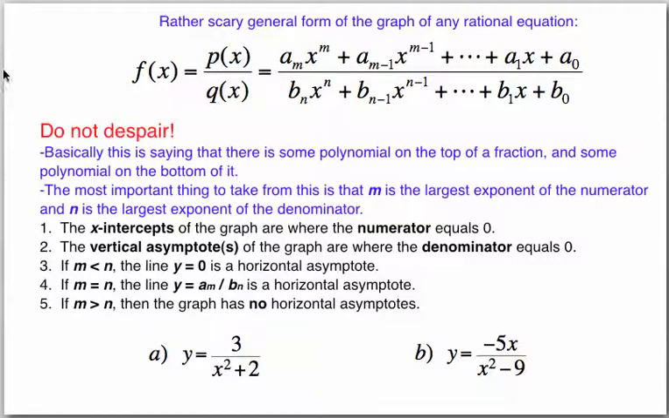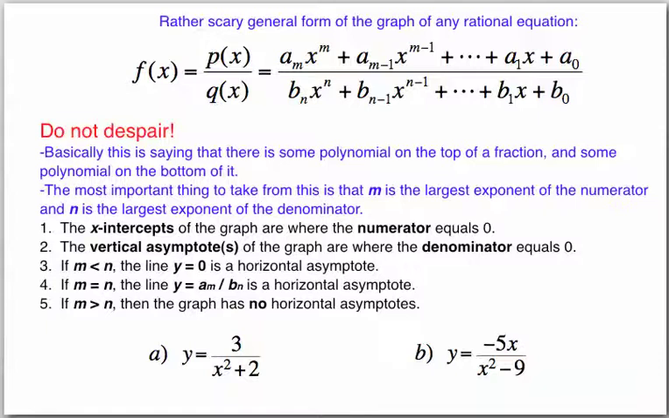Hi guys, and welcome to the general form of any rational equation. If you've watched the other videos, we've looked at two examples of rational equations. In both of those examples, the only variable that we have is an x. There's no exponent for it, no x squared, no x to the 10th power, just a regular x.